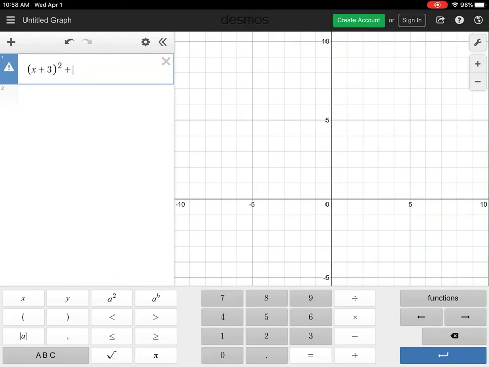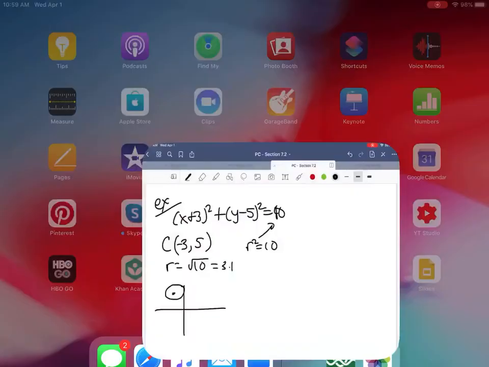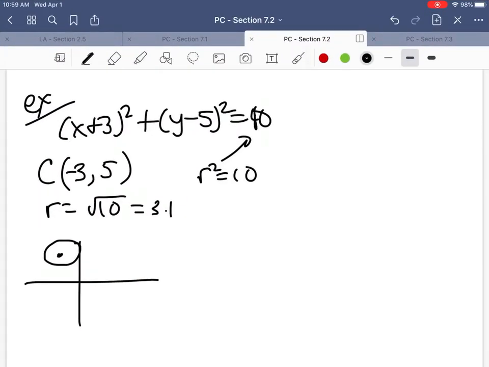Sorry, going kind of slow, equals 10. All right, so there's that circle, and you can pick some points on there and see some points. I guess it doesn't tell you the center, but that's that. All right, and so let's go on to the next one.